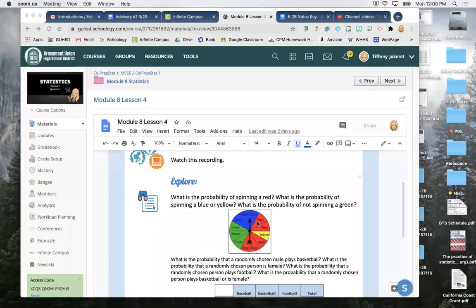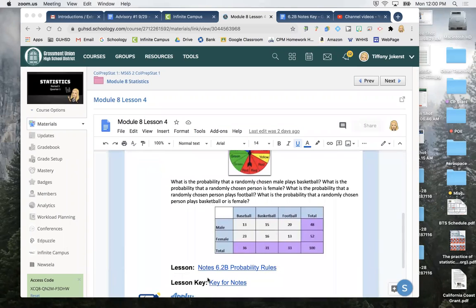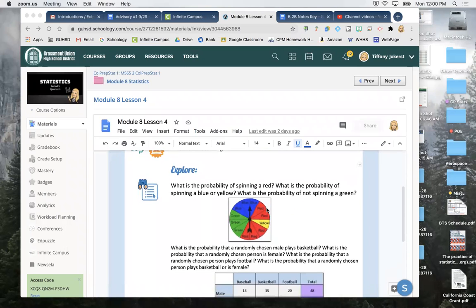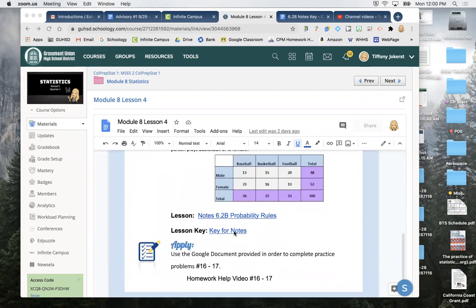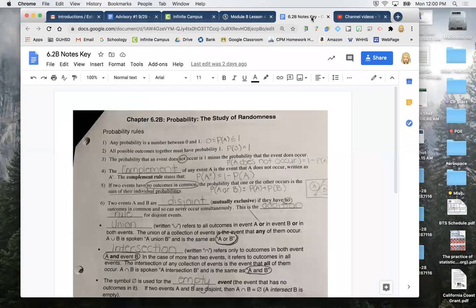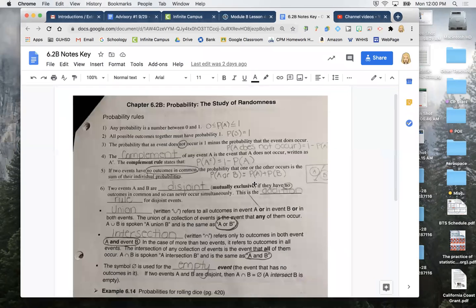Okay, so today we're going to talk about two-way tables primarily, but I'm going to talk about just general probability as well. You can get into the notes if you'd like. The notes have some other probability rules that we've talked about, but I'll review a couple of them.